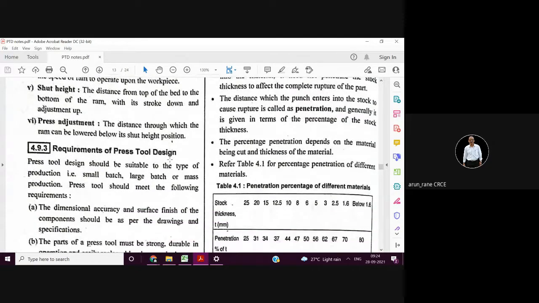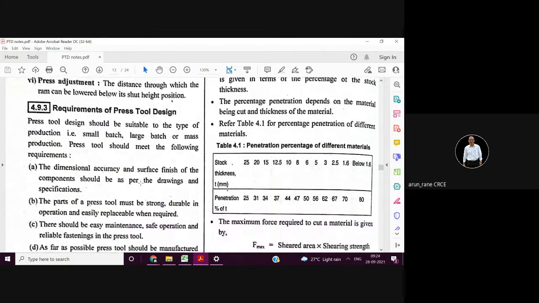Then press adjustment, that is, the distance through which the ram can be lowered. Now, you have taken the ram totally down, but still below that also you can take the ram down manually around another 1 inch or 2 inch. So that is nothing but your press adjustment.